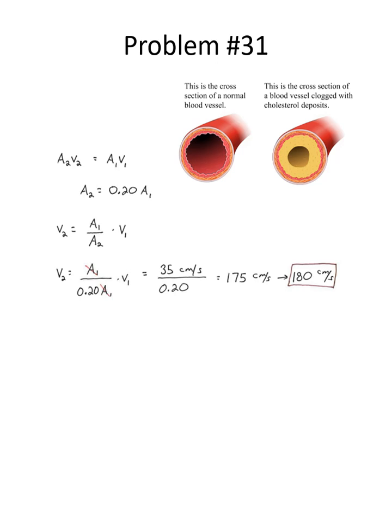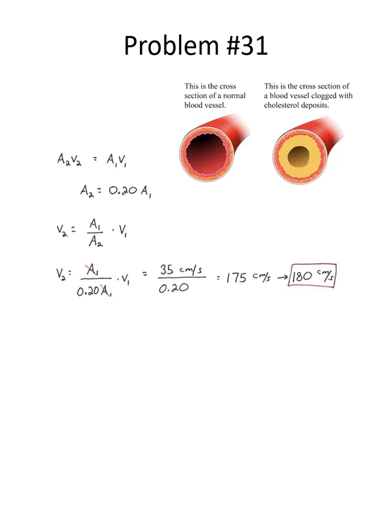Problem number 31, a bit of physiology here. A typical human aorta, the main artery from the heart, is 1.8 centimeters in diameter and carries blood at 35 centimeters per second. Find the flow speed around a clot that reduces the flow area by 80%.